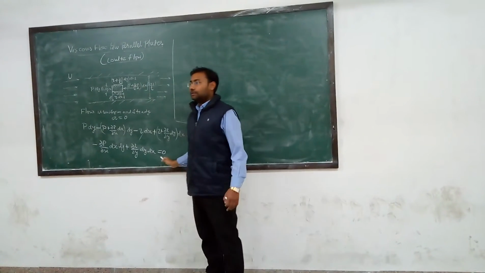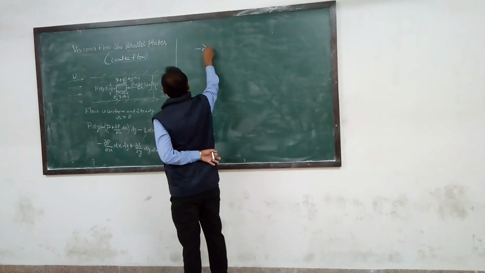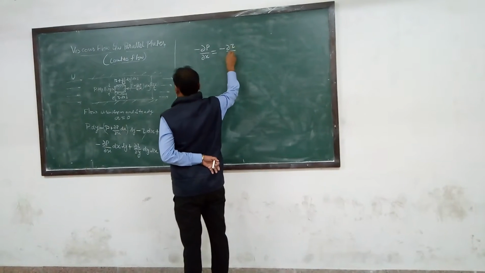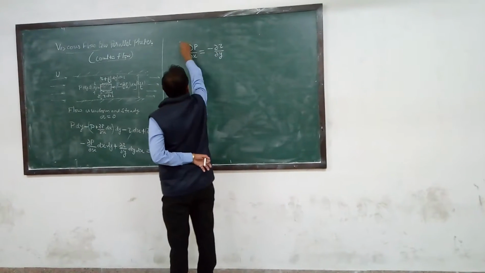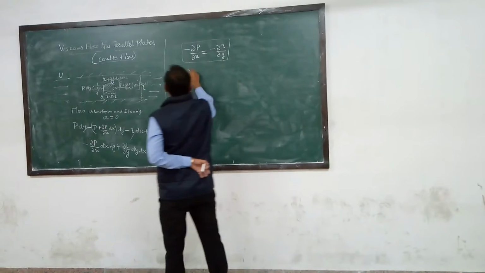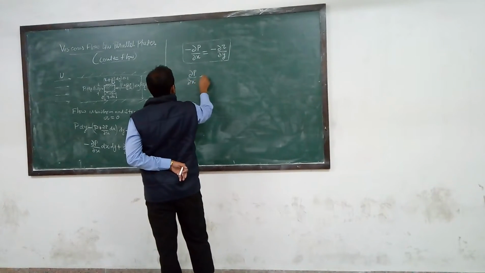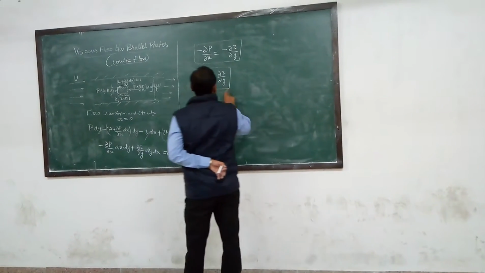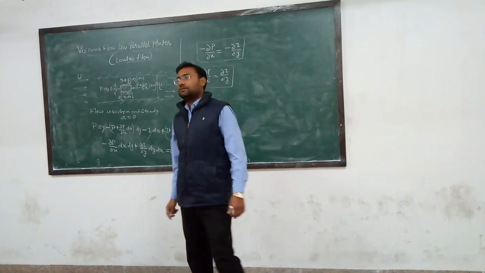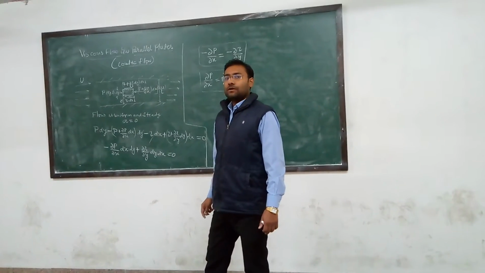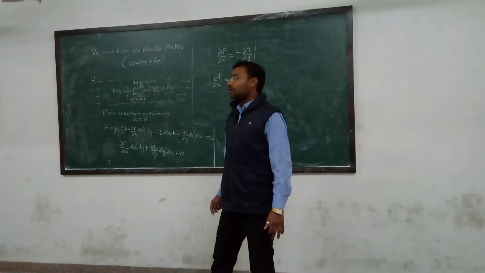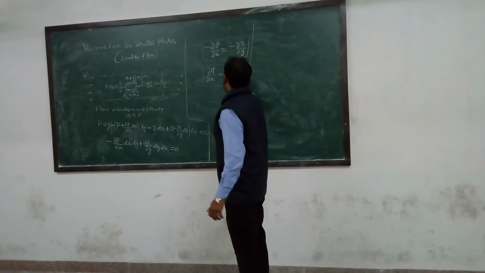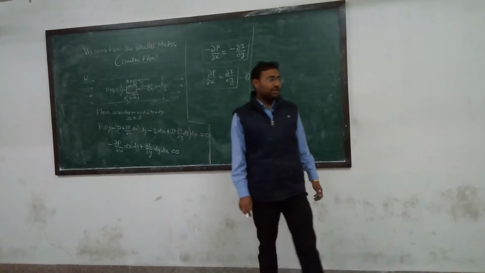Is it clear to you? Now what we get? Del P by del x is equal to minus del tau by del y, or the minus sign gets cancelled out: del P by del x is equal to del tau by del y. This is the relation. Okay? Just put it down as equation number 1.